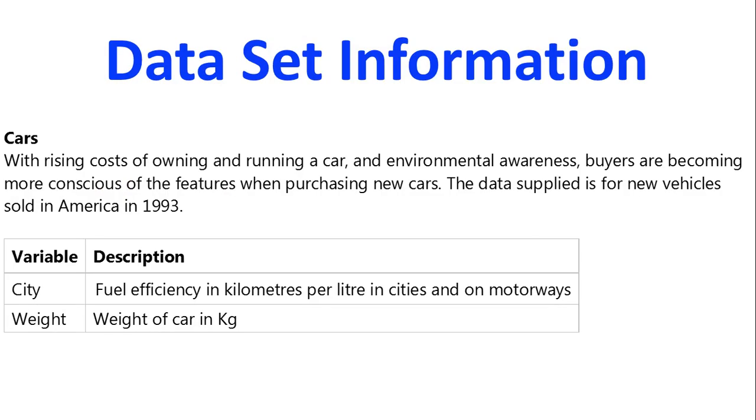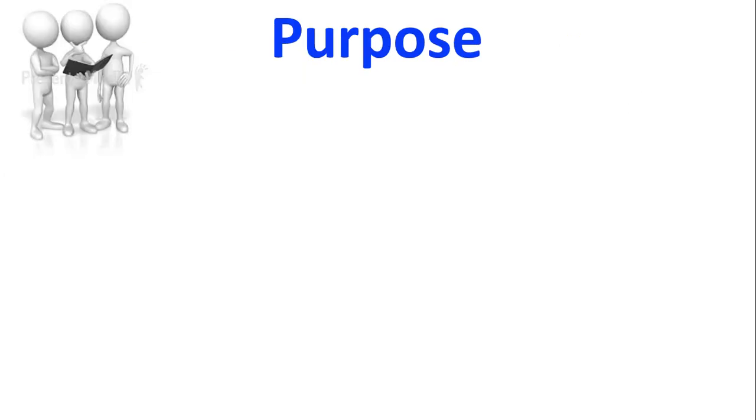So here's the dataset information. This is looking at cars, and the two variables that we've got selected here are the city, which is looking at what the fuel efficiency is, measured in kilometres per litre. And we've also got the weight, and that weight of the car is measured in kilograms. To start with, we're going to define what the purpose is. Remember, three things: purpose, prediction, population. So start with the purpose.